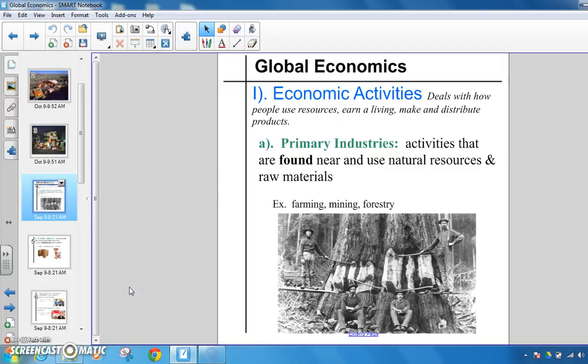So you have gotten a chance to go through these economic activities, let me talk about it very briefly here. We're talking about globalization on an economic level at its finest. For example, if I'm talking about primary industries right here, we're talking about the type of jobs people have to make a living. They're taking natural resources and raw materials from the earth, like farming, mining, and forestry. They're not doing anything, they're just finding these things.